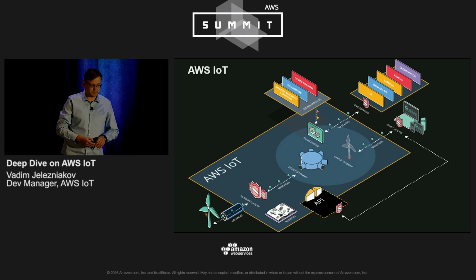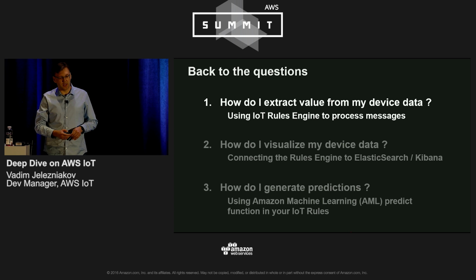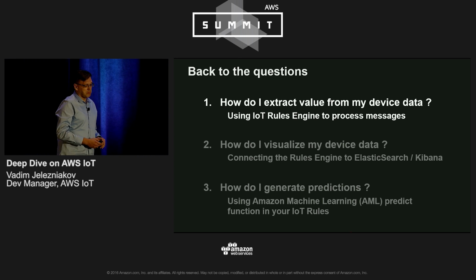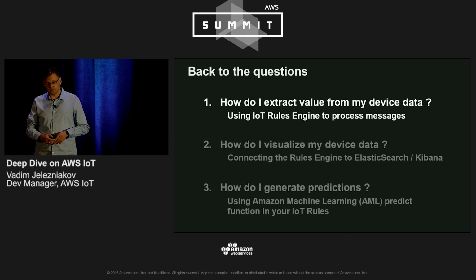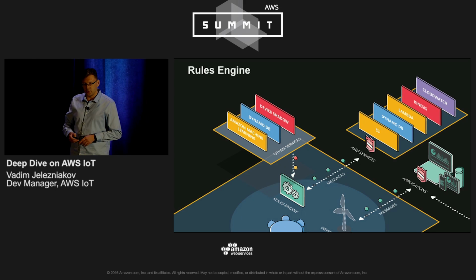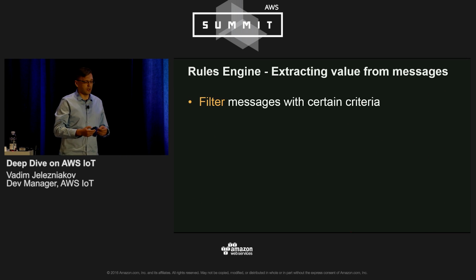So going back to the first question that we're going to discuss, how do you extract value from your device data? And the answer is you use the rules engine. To zoom in, the rules engine has the following key capabilities.